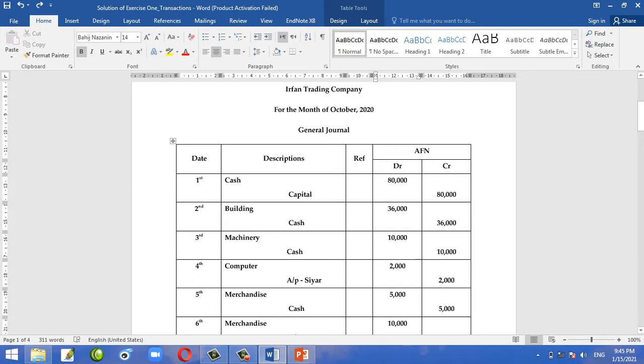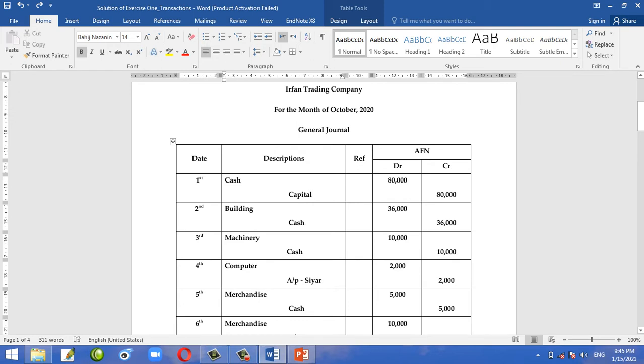When there is an increase in capital, it should be recorded based on the rules of debit and credit. When there is an increase in capital, it should be recorded as credit, and when there is a decrease in capital, it should be recorded as debit. So here we have an increase in capital, and it should be recorded as credit. So, worth 80,000 Afghanis, we have increased capital.